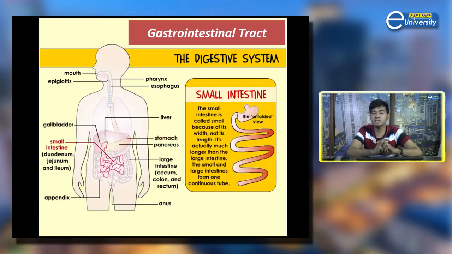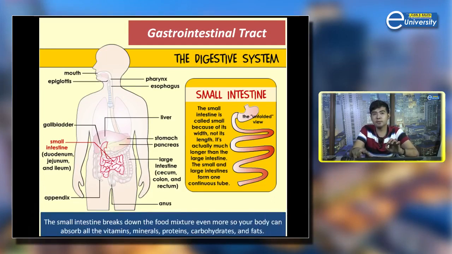Next is the small intestine. It is called small because compared to the other intestine, it has a smaller diameter. It is actually much longer than the large intestine, and it is where the absorption of nutrients occurs. Take note of that, that it is in the small intestine where the absorption of nutrients occurs. The small intestine breaks down the food mixture even more so your body can absorb all the vitamins, minerals, nutrients, carbohydrates, and so on.